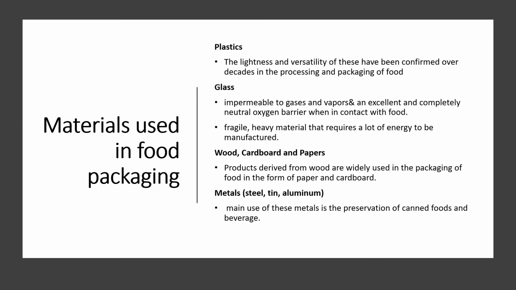Next, we have metals: steel, tin, and aluminum. The main use of these metals is the preservation of canned foods and beverages. The most commonly used are tin-coated steel and aluminum cans. Since it's an opaque material, it provides an advantage for food that is sensitive to light.